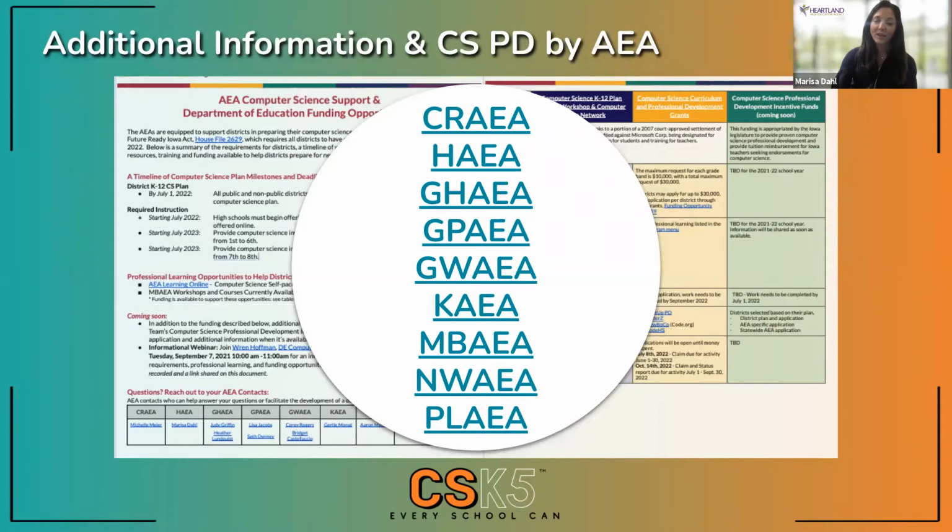These are the documents. I know a lot of you might not know your AEAs. So this is Central Rivers, and then it's Heartland and Green Hills, Great Prairie, Grant Wood, Keystone, Mississippi Bend, Northwest AEA, and Prairie Lakes. Those are the AEAs that are listed there. They're all very similar documents. What is different in those documents is the PD opportunity. We all have different dates for the scripts that we're offering. Otherwise, those documents are very similar, but definitely find the one that your district is in, and check out those PD opportunities on there as well.